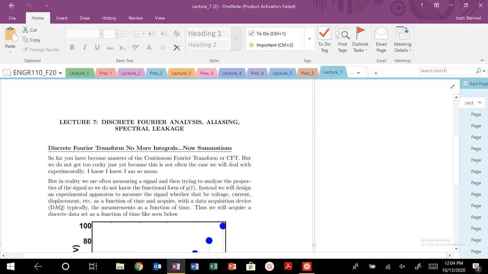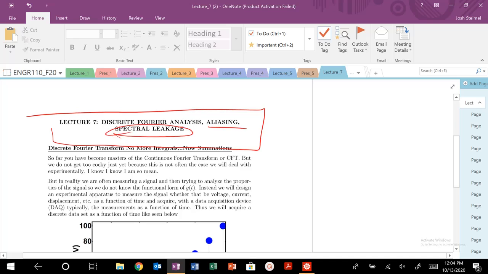Today we're going to get into discussing discrete Fourier transforms and concepts like signal aliasing and spectral leakage. We are now, and you are all now, experts in continuous Fourier transforms, specifically when we know the algebraic form of an expression, 10t minus 30 from our last example.